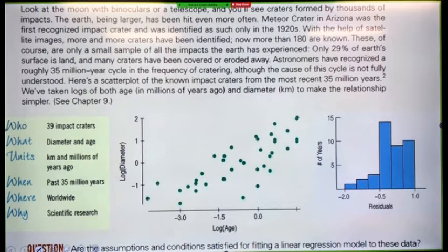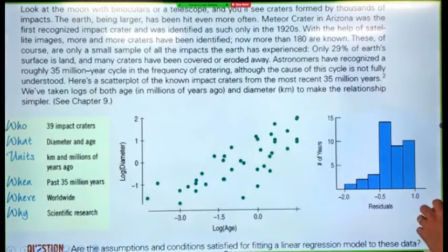Look at the moon with binoculars or a telescope, and you'll see craters formed by thousands of impacts. The Earth, being larger, has been hit even more often. Meteor Crater in Arizona, I've been there, it's pretty cool. You should go check it out if you ever get the chance. It's a little bit out of the way, about an hour's drive off a normal road. It was the first recognized impact crater.